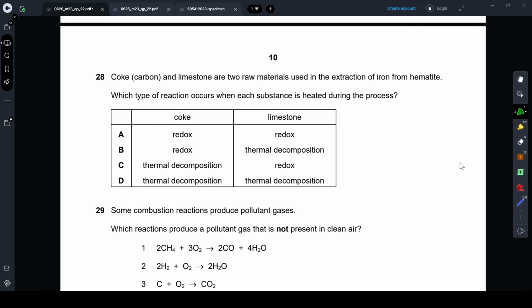Question 28. Coke, which does not mean your cola, right? Carbon and limestone are two raw materials used in the extraction of iron from hematite. Hematite is the name of the ore. What type of reaction occurs when each substance is heated during the process? What's happening to the coke and what's happening to the limestone? How many electrons does carbon have in its outer shell? 4.